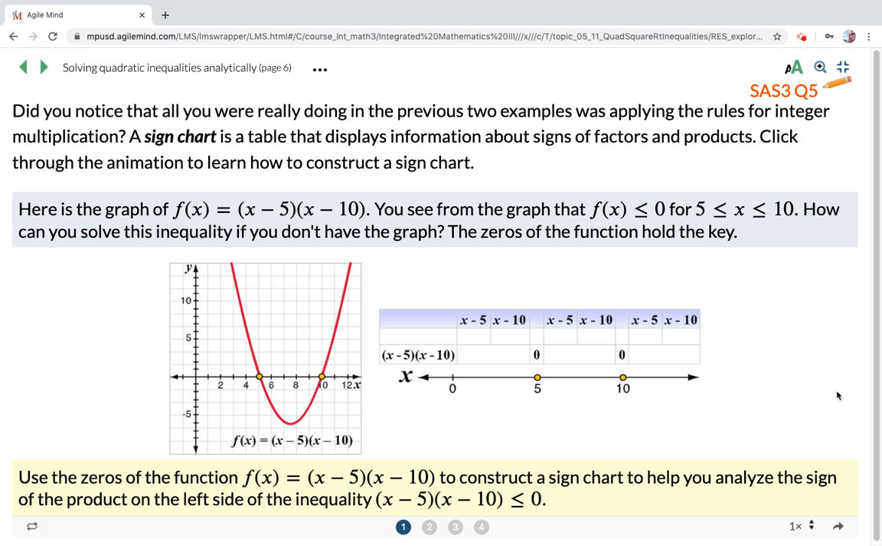I'm going to give you a moment to see if you can play with this a little bit and figure it out. So go ahead and hit pause, put in your little pluses and minuses, and then hit play when you're ready to check your work.